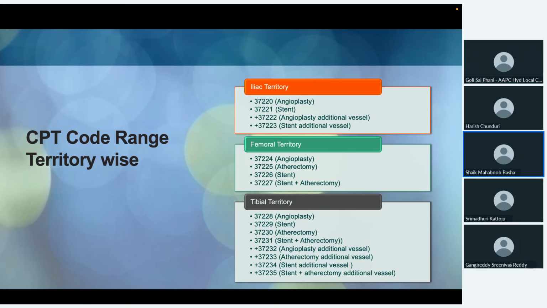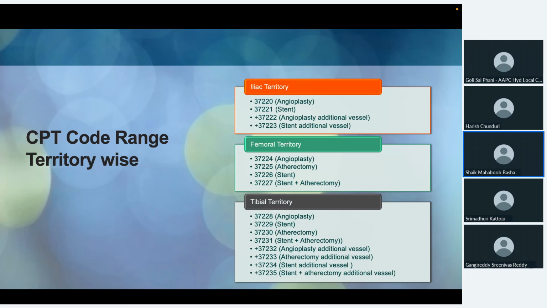If you see the iliac territory and the tibial territory, we do have a combo add-on code. If you see the femoral territory, we do not have any add-on code. So what if they do multiple interventions in the femoral arteries? First thing, there is no code for iliac atherectomy here in the slide. But for femoral and tibial territory, we have atherectomy codes. Why? Because the atherectomy code for iliac territory does not belong to the CPT code range. It is classified under category III codes.